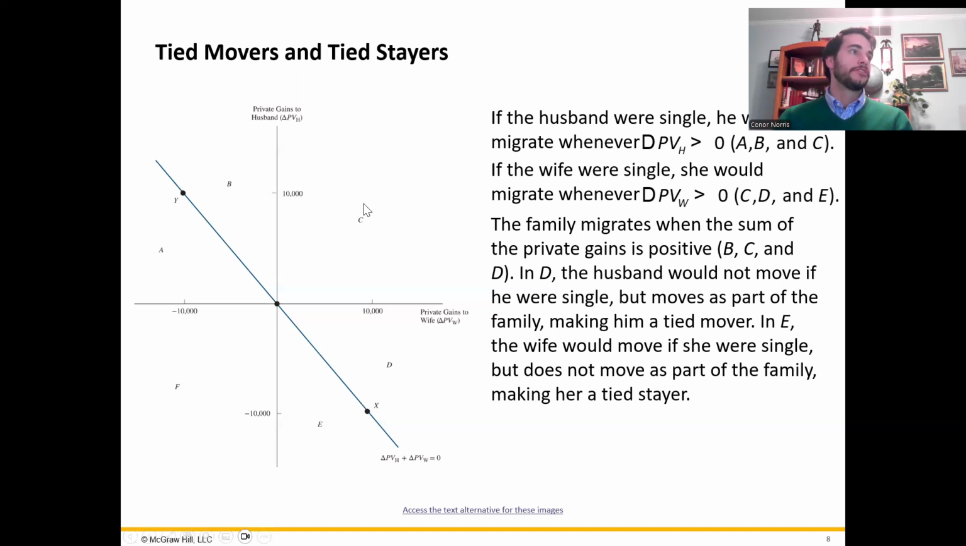Now, point C, this is a great option. Both the husband and the wife gain a little under $10,000. Both of them are being made better off by this move. This would be like a couple moving to, say, Washington, D.C. A lot of people with PhDs move down there because normally one works for one of the universities around there, the other one ends up getting a job in the government. They both end up with really good jobs.